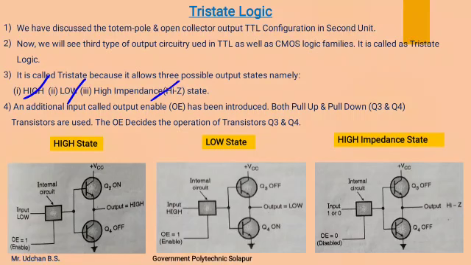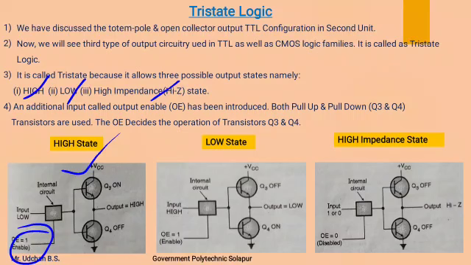An additional input called output enable has been introduced. Both pull up and pull down transistors are used. The output enable pin decides the operation of transistors Q3 and Q4. This is the diagram for the high impedance state, in which the OE bar pin is connected to 1. Means the OE bar pin is now inactive as it is an active low input pin.